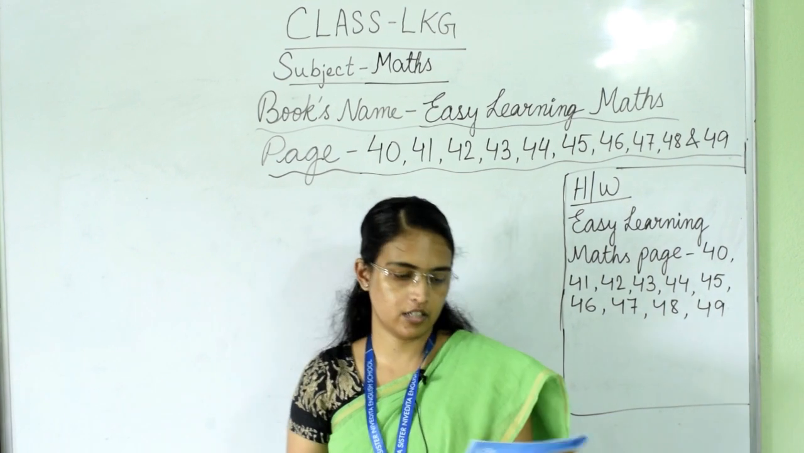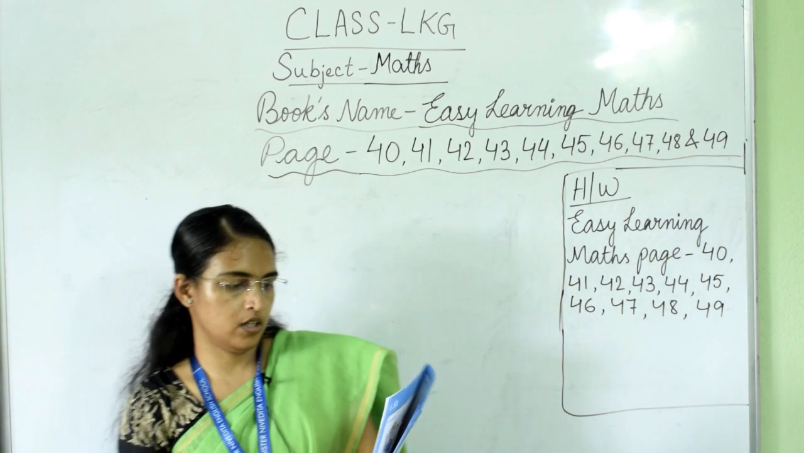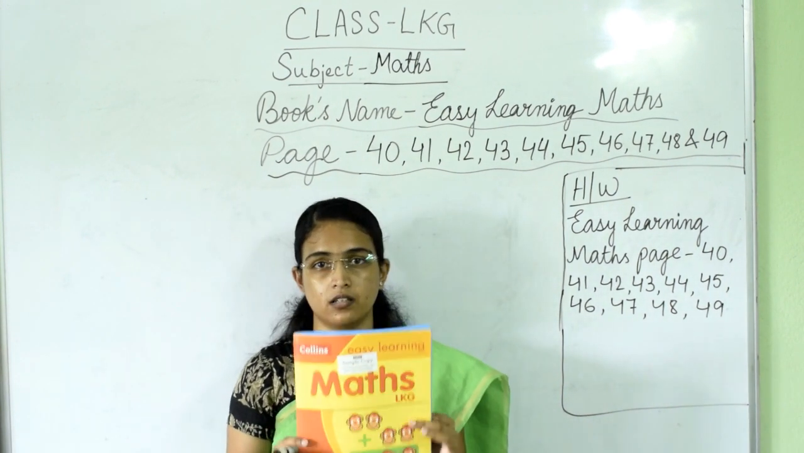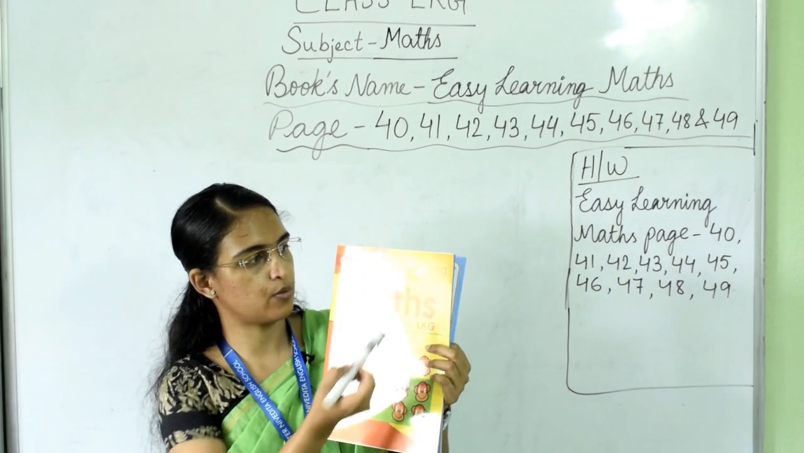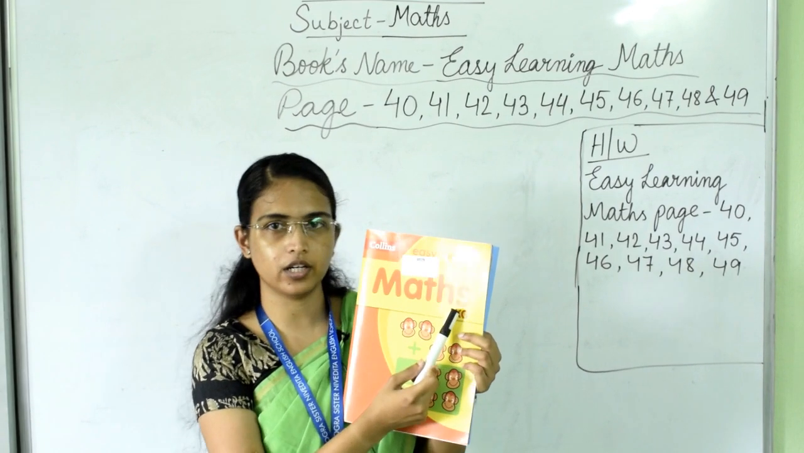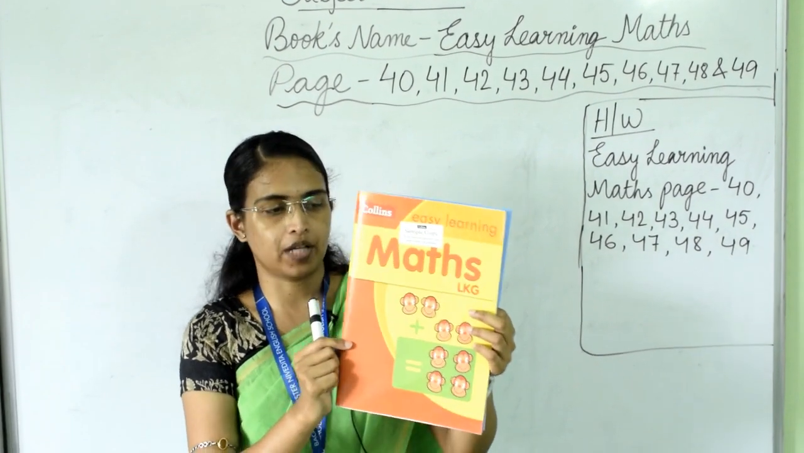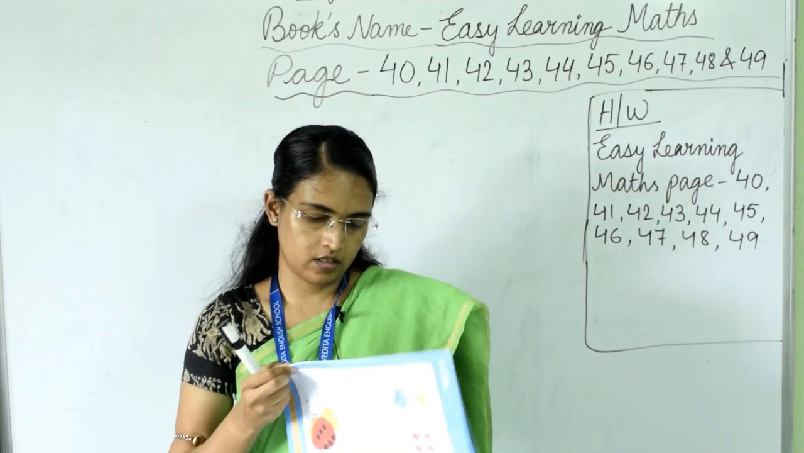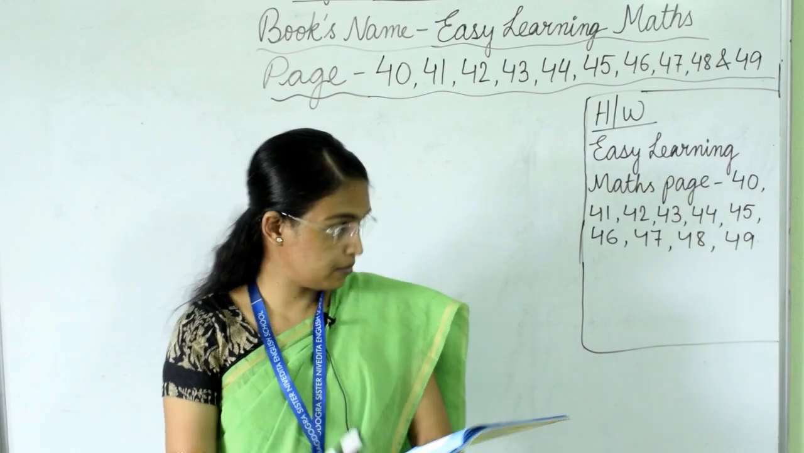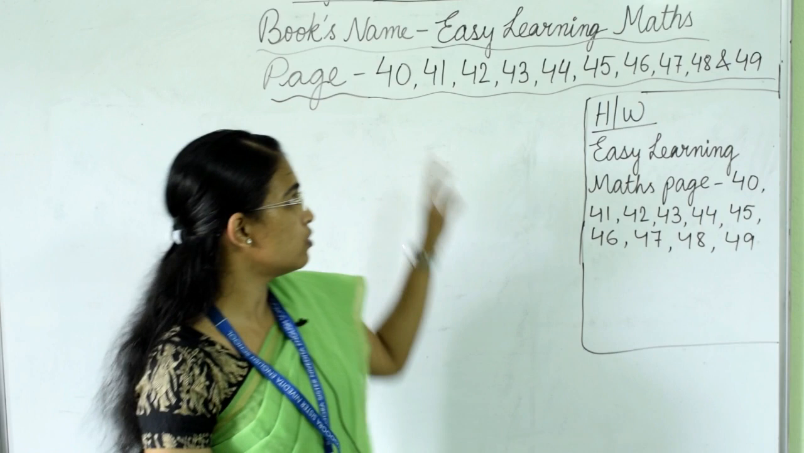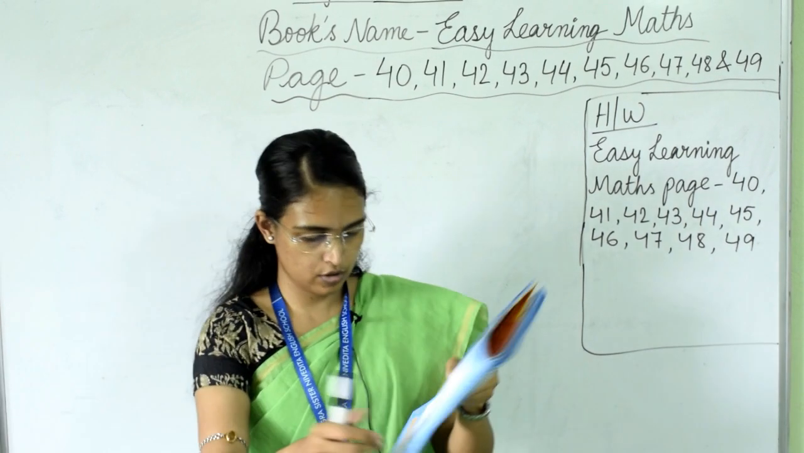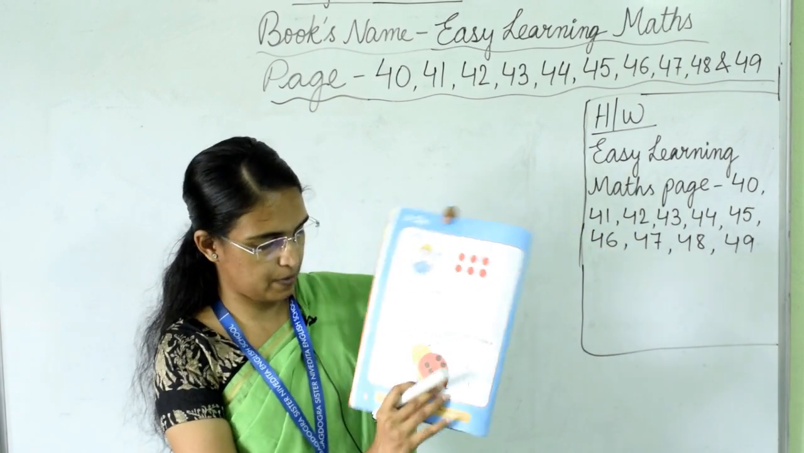Hey kids, now we will do maths. So for this you have to take out your maths book, this one, Easy Learning Maths. Okay, take out this book and take out your pencil. Now come to page number 40. Look, I have written all the page numbers which we will do in CW. Okay, so take out page number 40, that is this page.